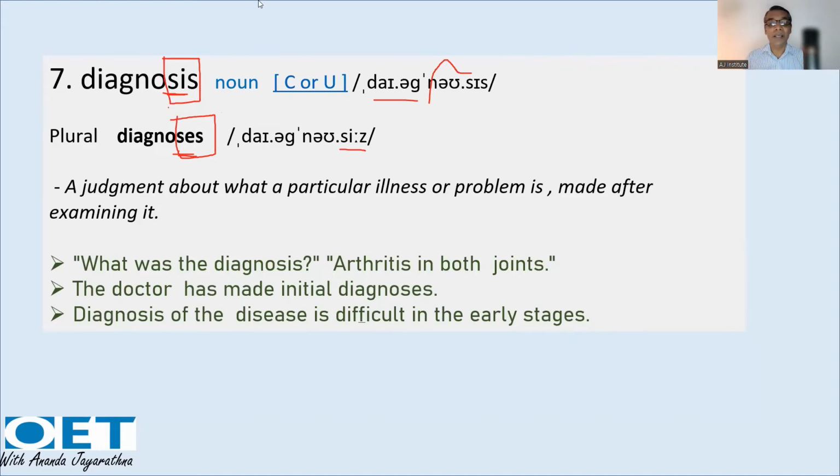So diagnosis means you know that one. Now look at these examples. What was the diagnosis? Arthritis in both joints. A kind of a two people speaking. The second one, the doctor has made initial diagnosis. Here we have the plural one, but here diagnosis, singular one. And the next one, diagnosis of the disease is difficult in the early stages. So learn the difference between the singular noun and the plural noun, spelling as well as pronunciation.